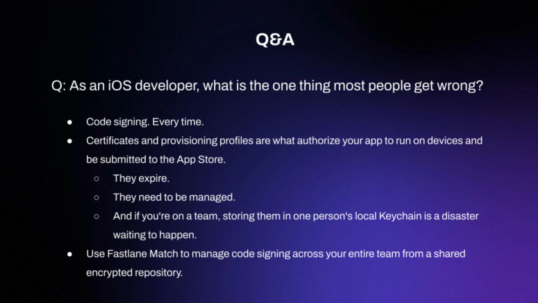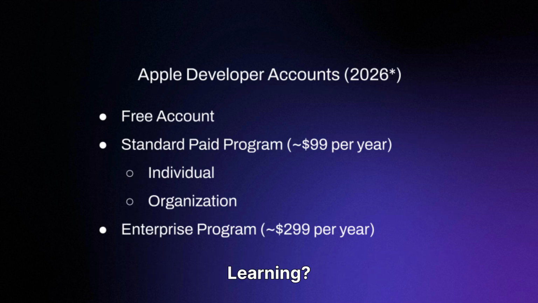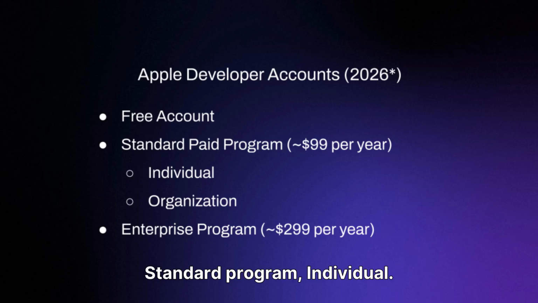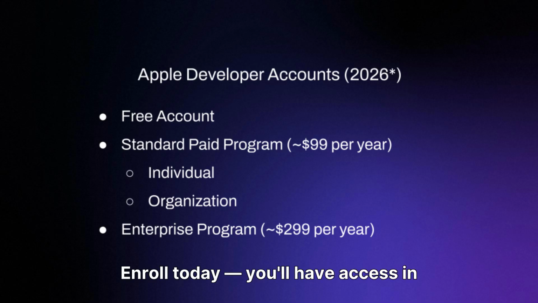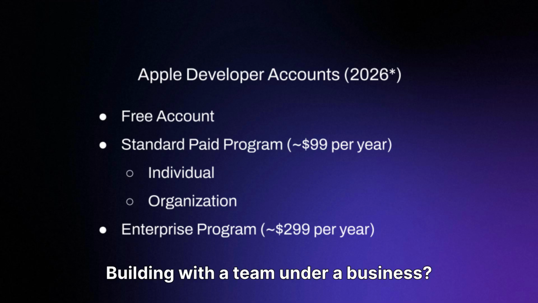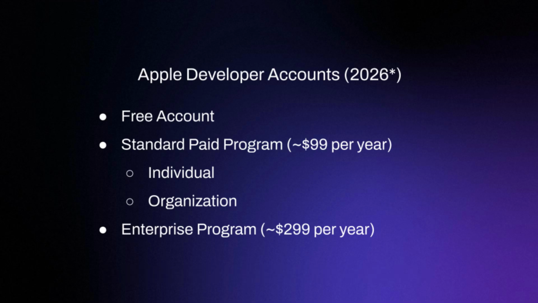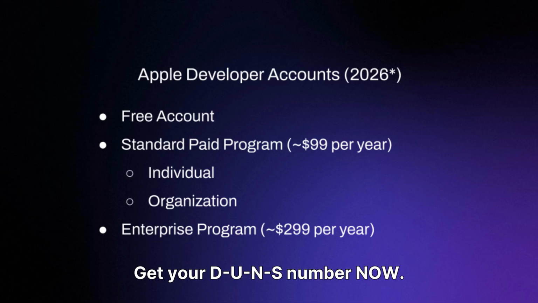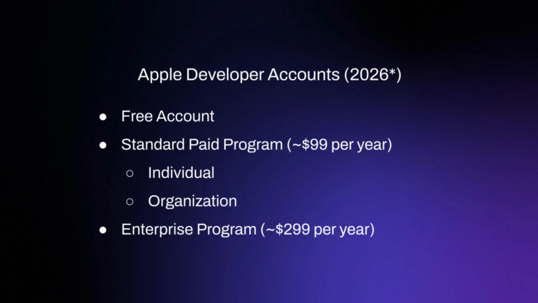Don't skip this. Which account do you need? Learning? Free account. Ready to ship alone? Standard program. Individual. Enroll today. You'll have access in hours. Building with a team under a business? Organization. Get your DUNS number now. Proprietary internal apps only. Enterprise. And only if you qualify.